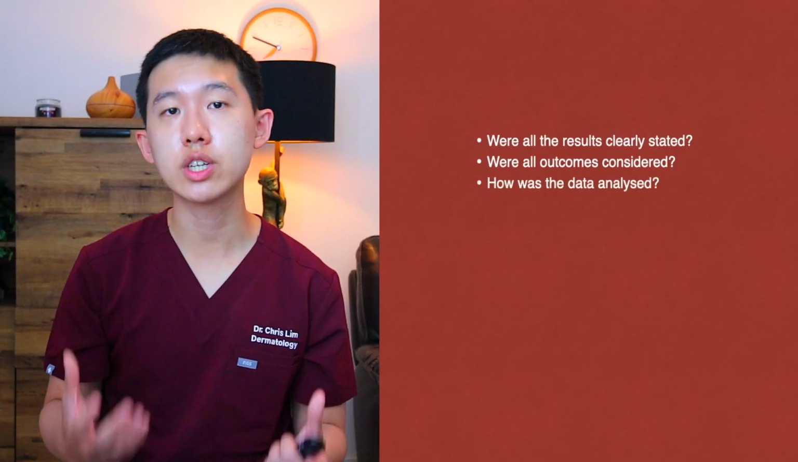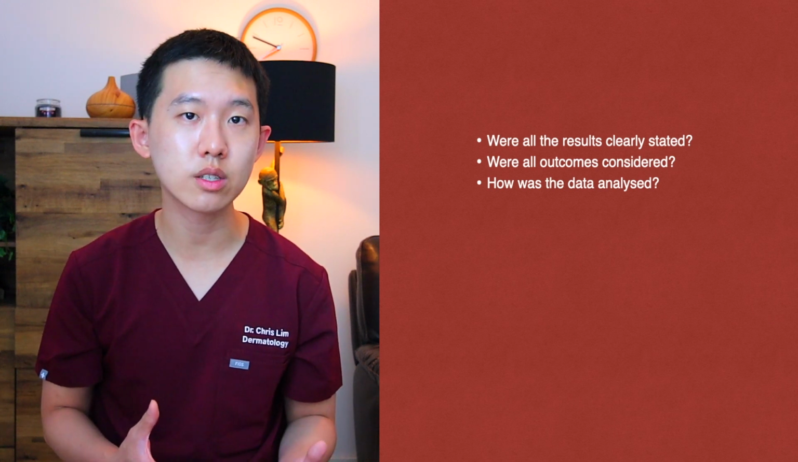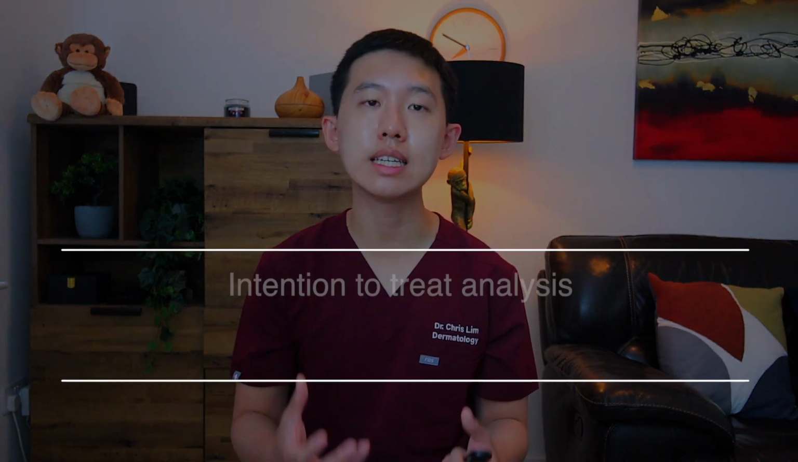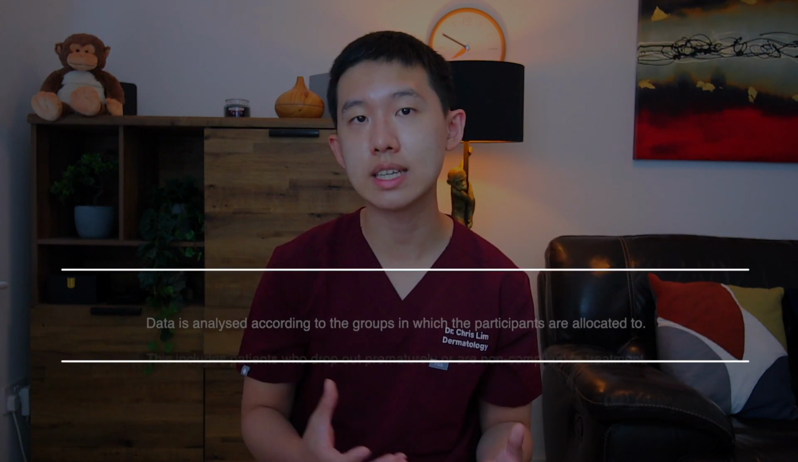You might also want to check how the data was analyzed. Was it intention to treat analysis or per protocol analysis? Intention to treat analysis means that the data is analyzed according to the groups in which the participants are initially allocated to. This means that participants who drop out prematurely or who are non-compliant to treatment are also included in a primary analysis in intention to treat.